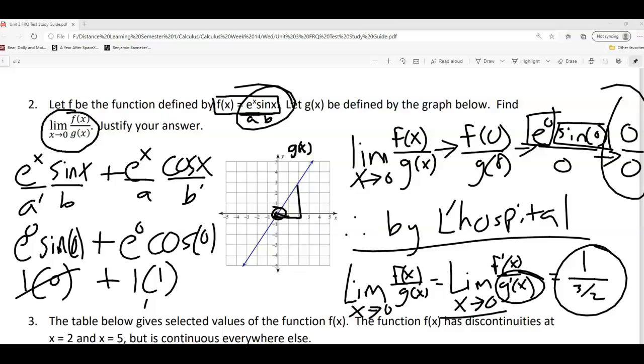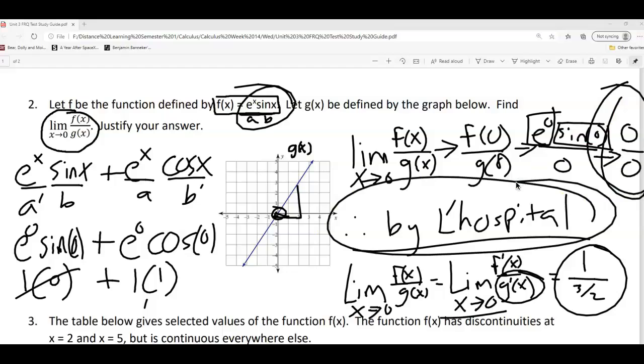So what are the important things that you want to show here? First of all, you need to show that you get an indeterminate form. You need to state, therefore, by L'Hopital. You need to state that the limit of the original is equal to the limit of the derivative, and then you need to have the answer.